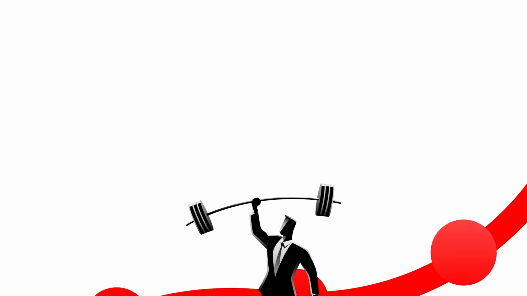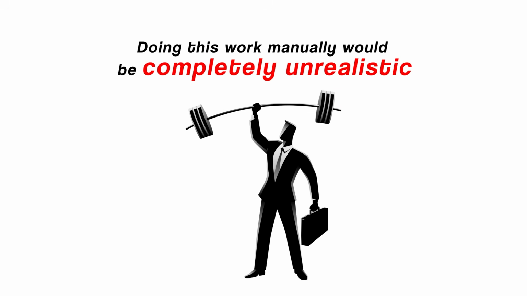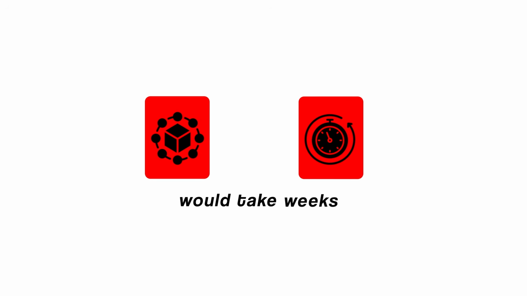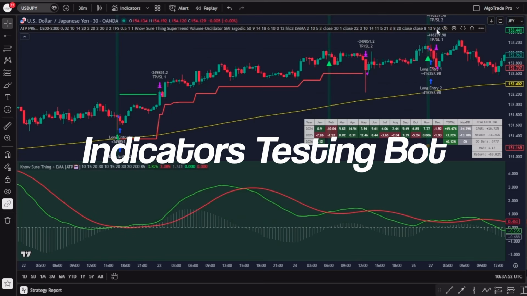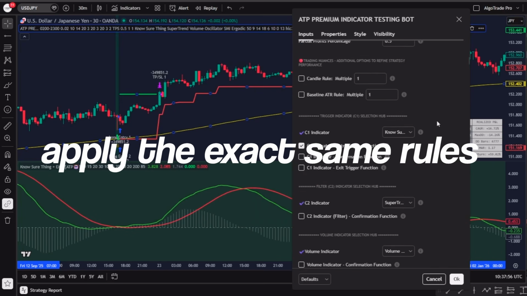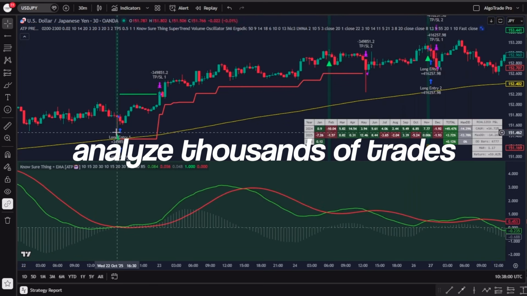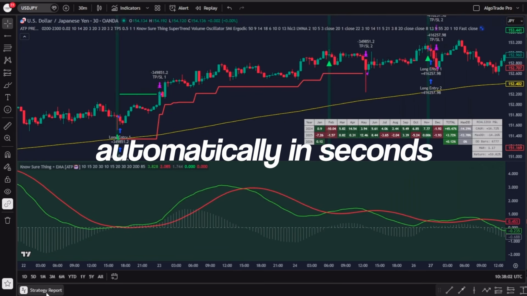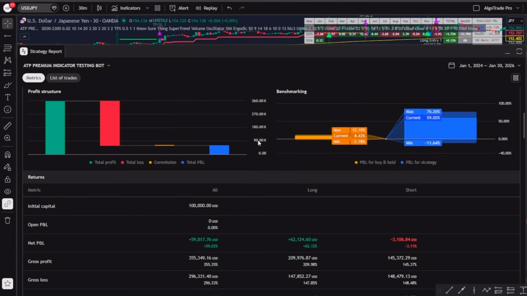As you might expect, doing this work manually will be completely unrealistic. Just one asset on one time frame will take weeks. That's why all these tests will be run using the indicators testing bot. It allows me to apply the exact same rules across all assets and time frames, analyze thousands of trades automatically in seconds, and extract clean performance data in minutes.